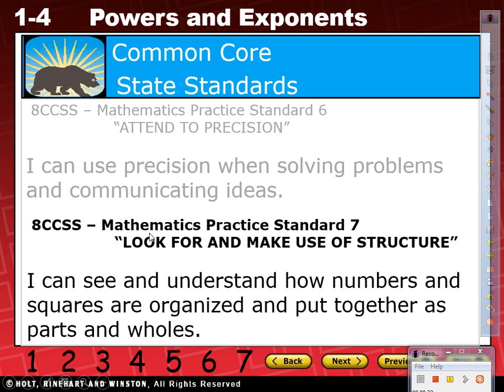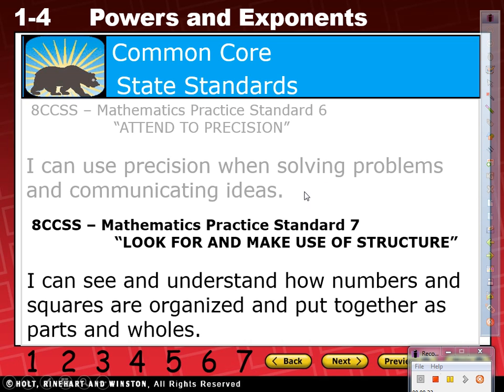Also, look at this one. Math practice standard number 7. Look for and make use of structure. What does that mean? We've seen numbers and squares and how those are organized and put together. Have we been using the area model? Yes, how we can translate some expressions into area models. That's what this is talking about. But anyway, let's get started.